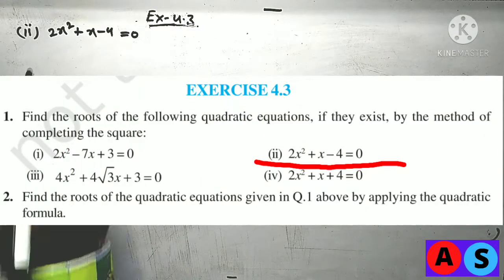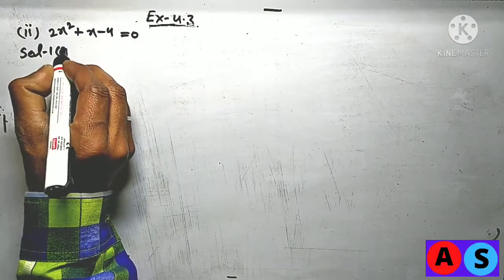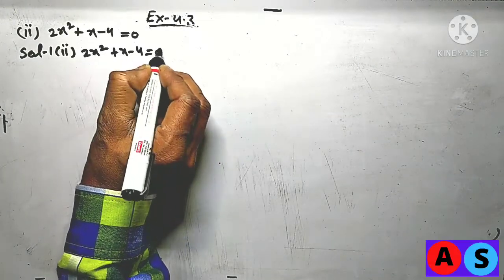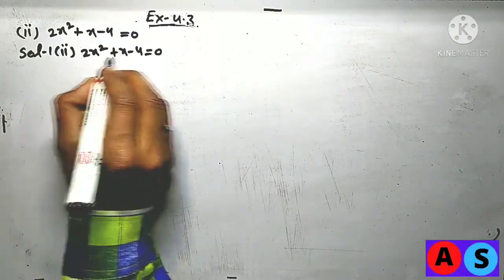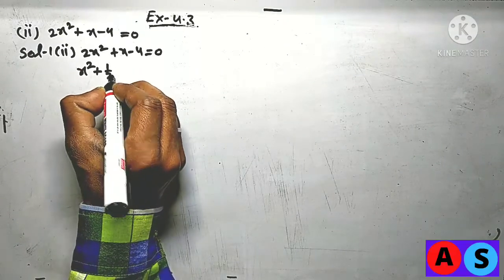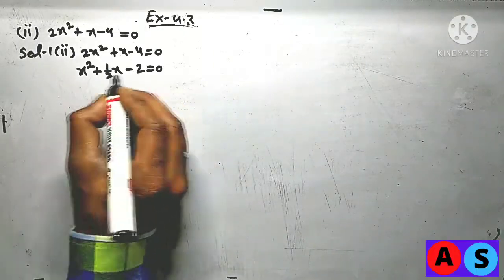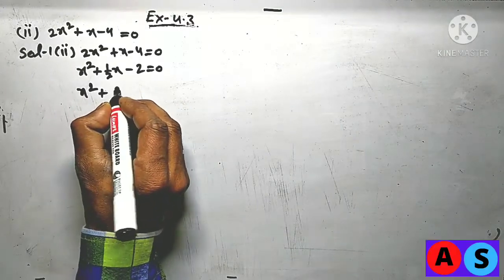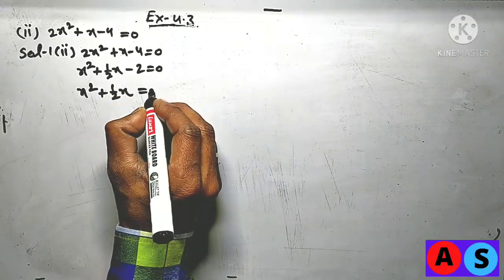Now part 2 is given: 2x square plus x minus 4 is equal to 0. We write the solution, part second. 2x square plus x minus 4 is equal to 0. Now first of all we make the coefficient of x square 1. So we divide the whole quadratic equation by 2. We get x square plus 1 over 2 x minus 2 is equal to 0. Now take all the terms having x on the left side. x square plus 1 over 2 x is equal to, take minus 2 on the right side, 2.